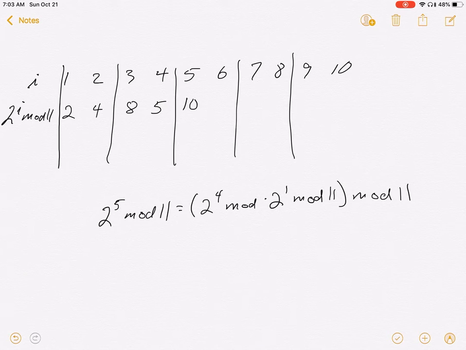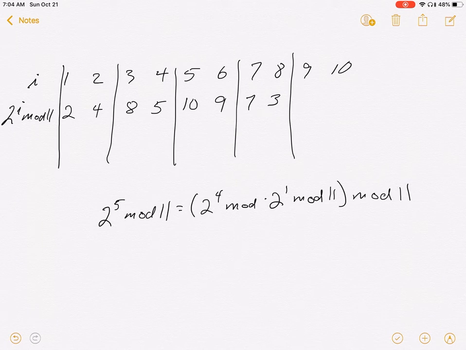2 to the sixth mod 11 is 2 to the 5 mod 11 times 2 mod 11, all mod 11. So that's 20 mod 11, which is 9. 2 to the 7 will be 2 to the 6 times 2 to the 1, all mod 11. That's the same as 9 times 2 mod 11, which is 7. 2 to the 8th will be 2 to the 7 times 2 to the first, all mod 11. Well, that's going to be 2 times 7 is 14, mod 11 is 3.